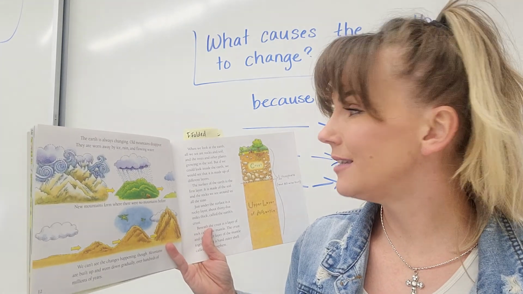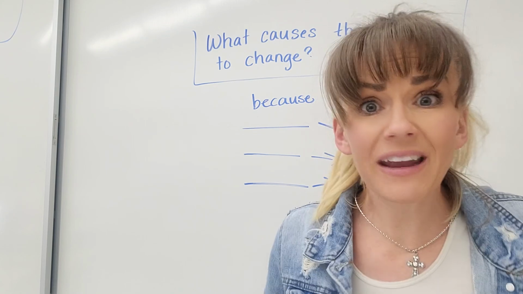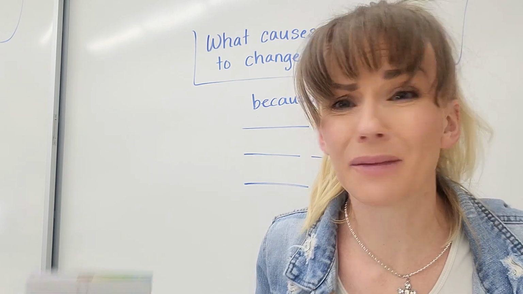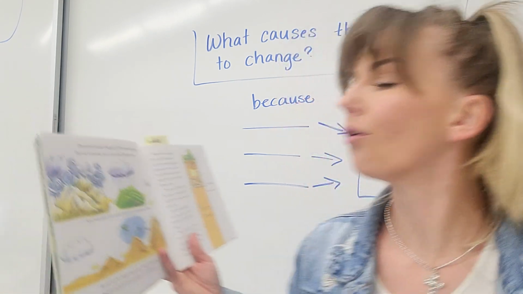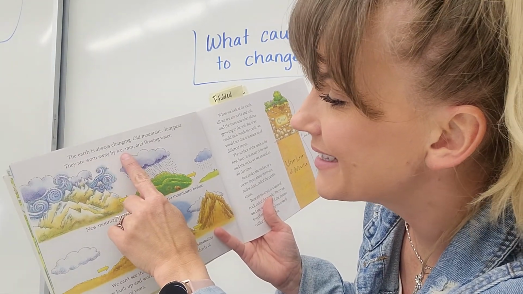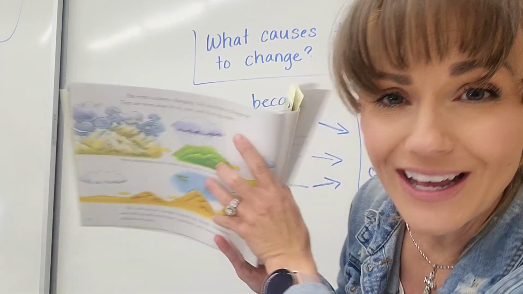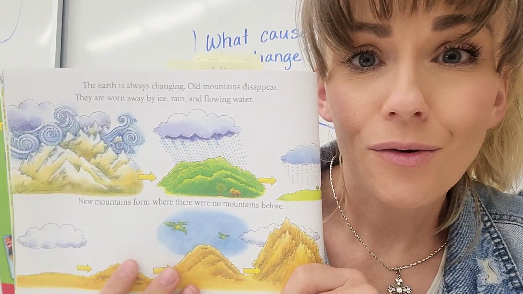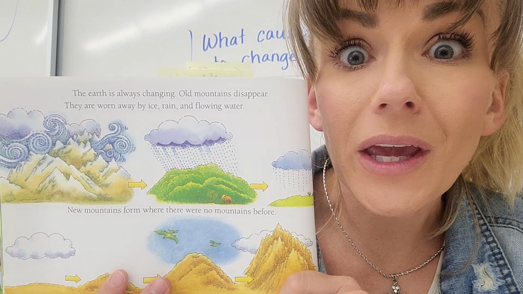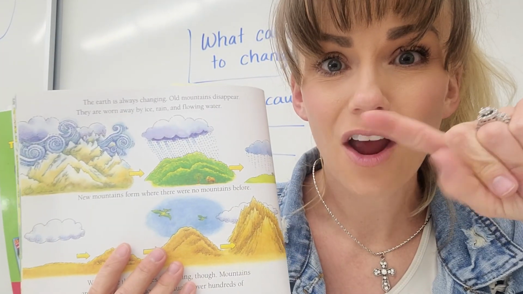Old mountains disappear. What? Mountains can disappear? But how? What causes mountains to disappear? Tell me! Oh, they just told me. They are worn away by ice, rain, and flowing water. So, ice, rain, and flowing water. 3 things that cause the Earth to change.